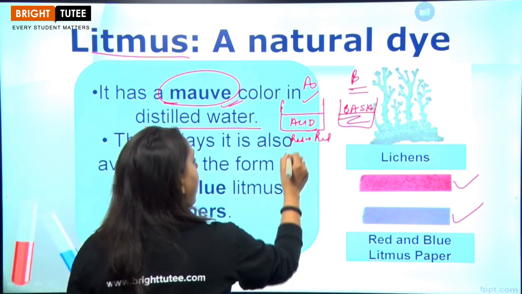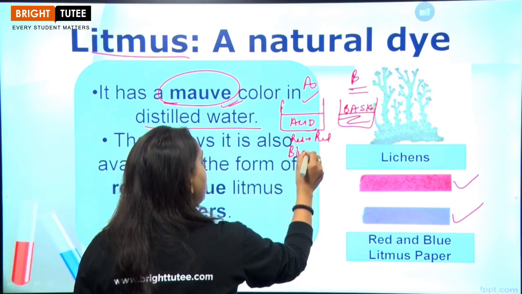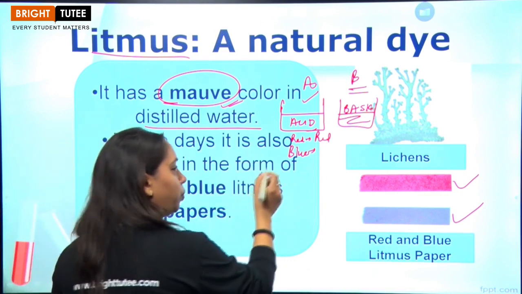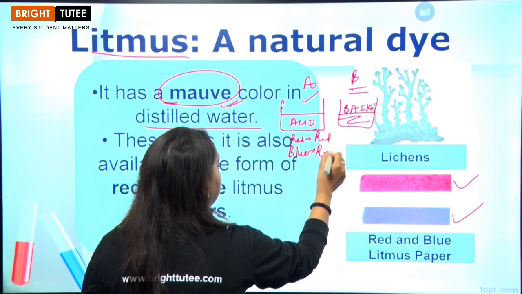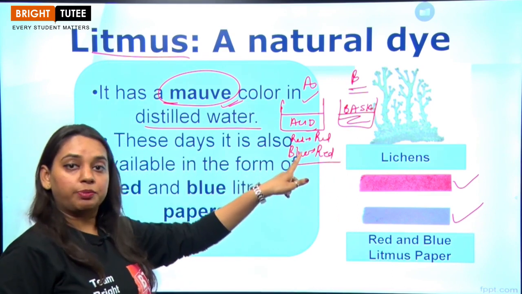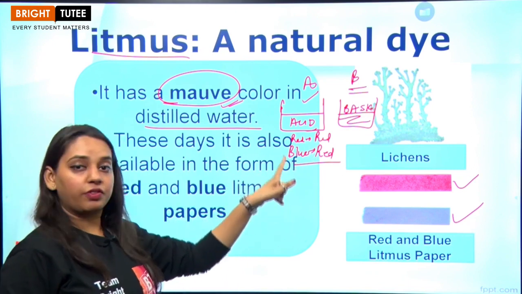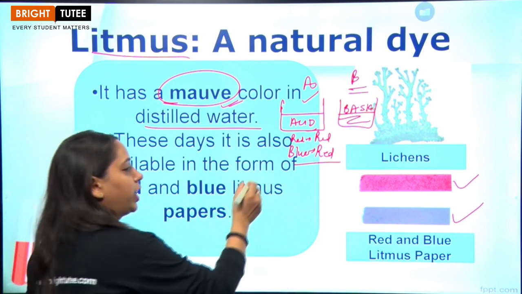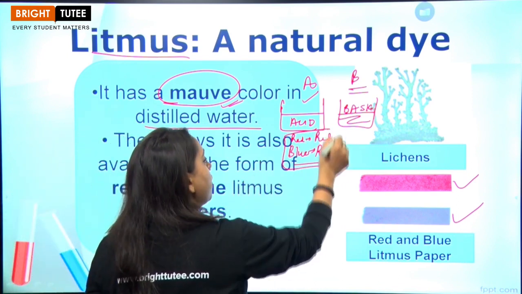But if you add blue litmus paper or a few drops of blue litmus solution to acid, it will change into red color. Okay children, so in acids, red litmus remains red in color, but if we add blue litmus, it will be converted to red color. So this is the color change that you observe in case of acids.